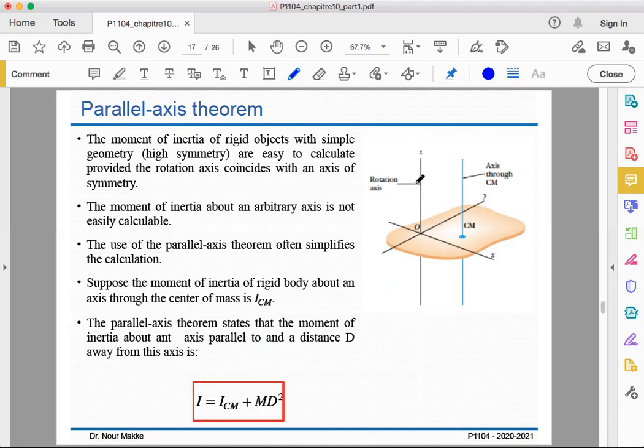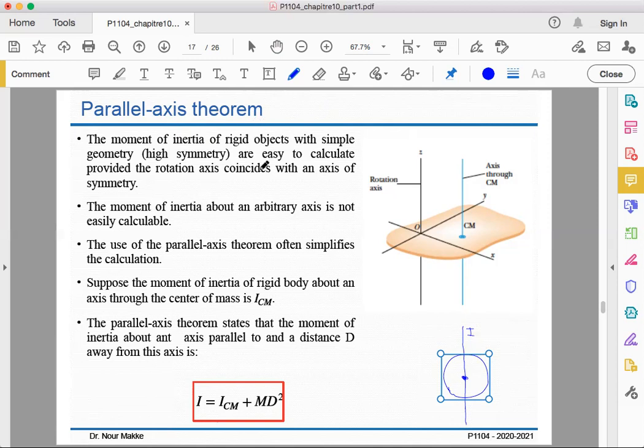So if the axis is an axis of symmetry, for example if we are talking about a sphere and we find its moment of inertia about the axis passing through its center, which is an axis of symmetry, it's easy to calculate the moment of inertia about this kind of axis. But when the object is very hard to deal with, meaning it has no axis of symmetry, and we are finding its moment of inertia about an arbitrary axis, this problem is not quite easy to deal with, and this is why we often use a very famous and important theorem, which is the parallel axis theorem.